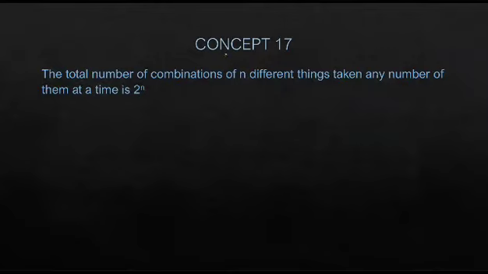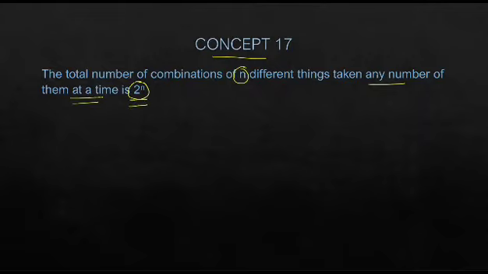In this video, we'll be starting with concept number 17. This is under the series of permutations and combinations. The total number of combinations of n different things taken any number of them at a single time is given by this formula, that is 2 raised to the power n.